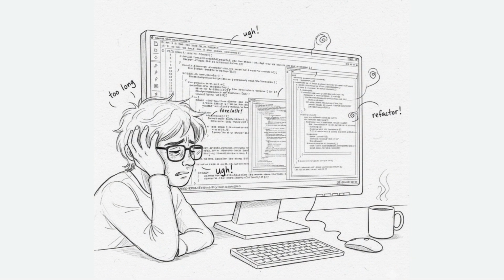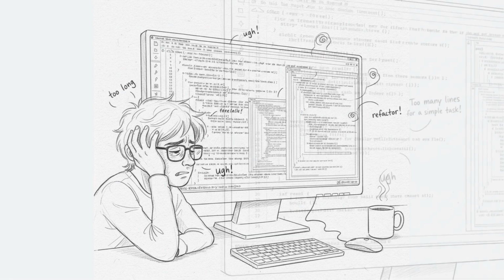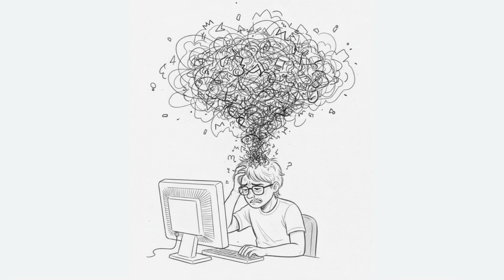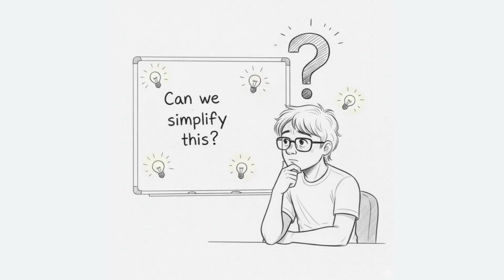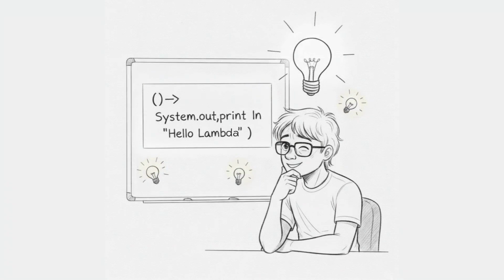Let's start with a problem statement. Java code often gets lengthy when we use anonymous classes just to define small functionality. For example, implementing a simple interface method may take 6 to 7 lines. This makes the code verbose and harder to read. Now, question for you all: can we write the same logic in fewer, cleaner lines? Yes. That's where lambda expressions come in.